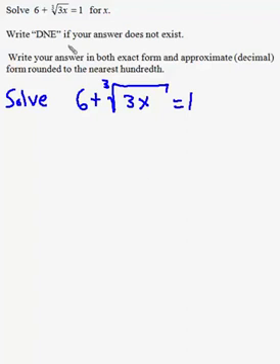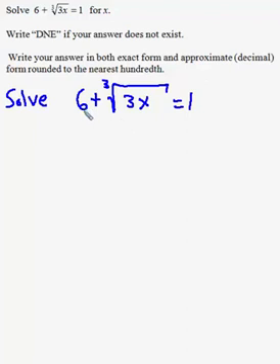In this problem, we're given a radical equation and we are to solve for x. If there's no solution, then we are just to write DNE for it does not exist. If there is a solution, we write our answer in both exact form and approximate form to the nearest hundredth.